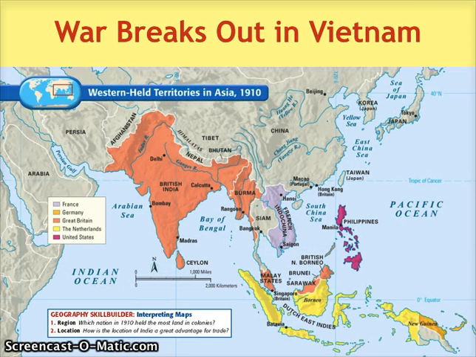So as we see with the Korean War, we have the US practicing this idea of containment again. Containment meaning they want to keep communism in the Soviet Union. They don't want it to spread. Well, we see that again when we look at Vietnam. So we're going to have another war breaking out in Vietnam. This war actually starts with France, but is taken over by the US in the 60s.